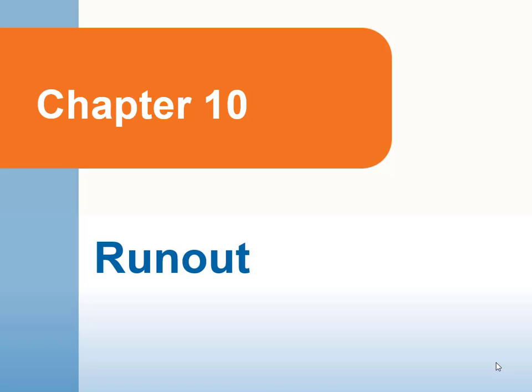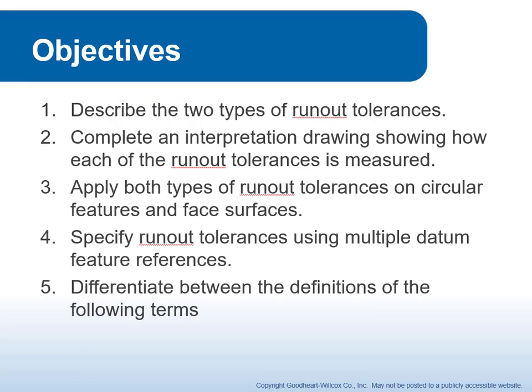In this chapter, we're going to discuss the geometric tolerance called runout. Your objectives for this chapter are: 1. Describe the two types of runout tolerances. 2. Complete an interpretation drawing showing how each of the runout tolerances is measured. 3. Apply both types of runout tolerances on circular features and face surfaces. 4. Specify runout tolerances using multiple datum feature references. That's a compound datum. And 5. Differentiate between the definitions of the following terms.